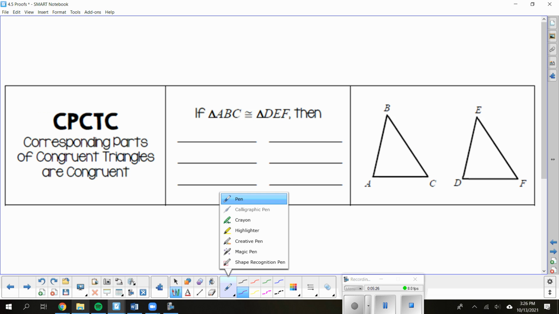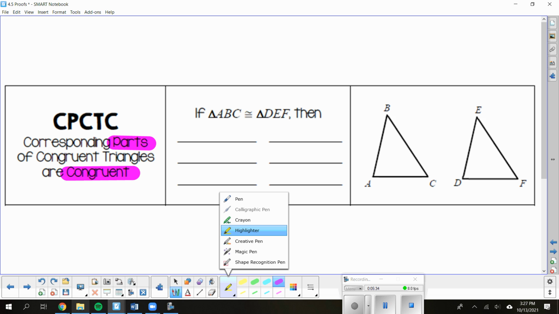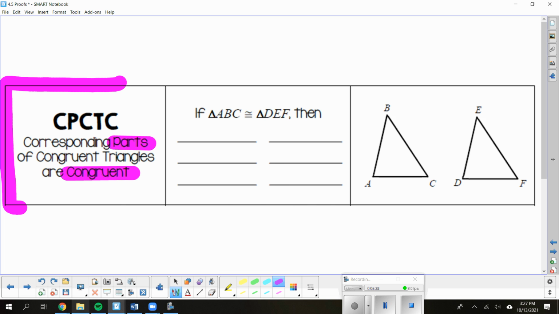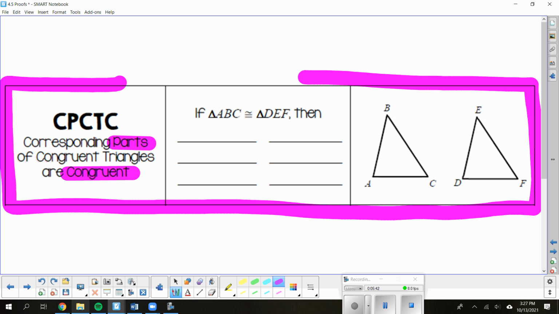The last one is going to be CPCTC. This is when you're going to prove parts are congruent. Parts means you're doing segments or you're doing angles. This can only be used once your triangles are congruent. If your triangles aren't congruent, you can't use this. So you have to have congruent triangles for this.